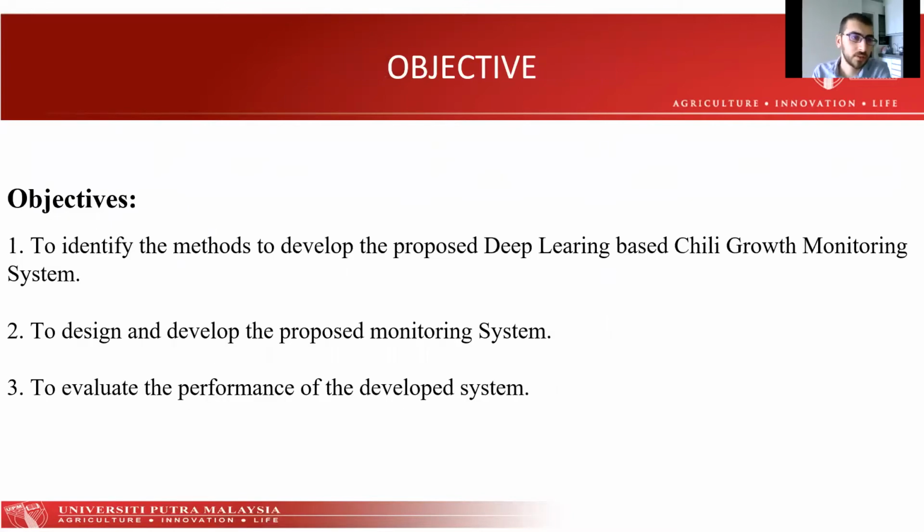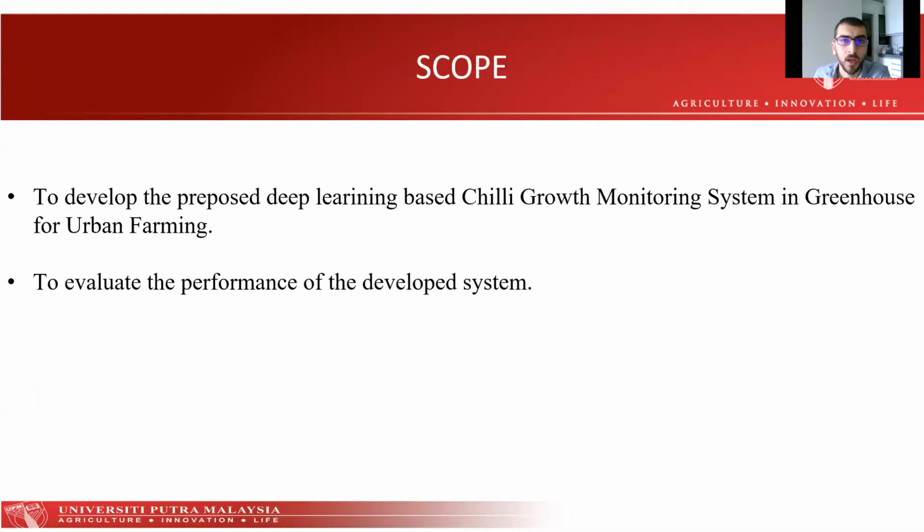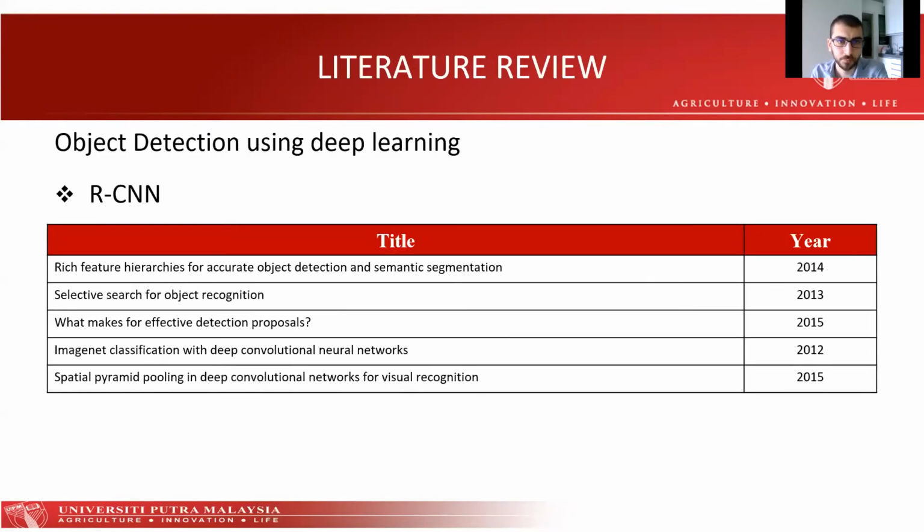The objectives of this study are to identify the methods to develop the proposed deep learning-based chili growth monitoring system, to design and develop the proposed system, and lastly, to evaluate the performance of the system. The scope of this study will be developing the proposed system and evaluating the performance of this system.